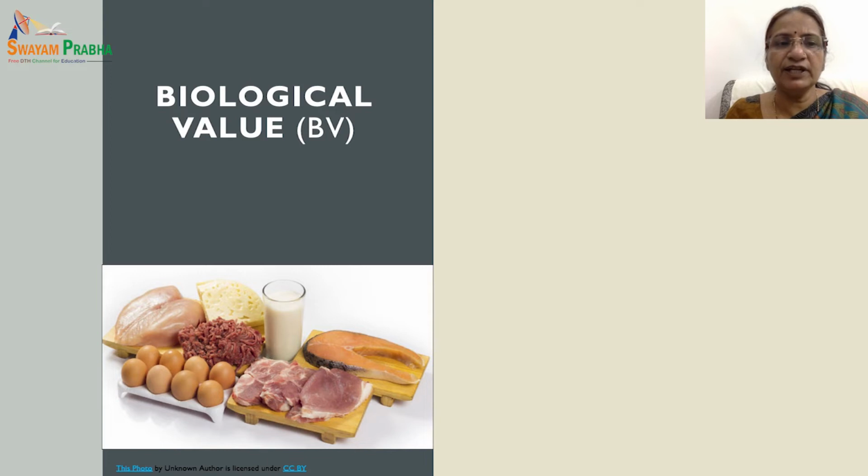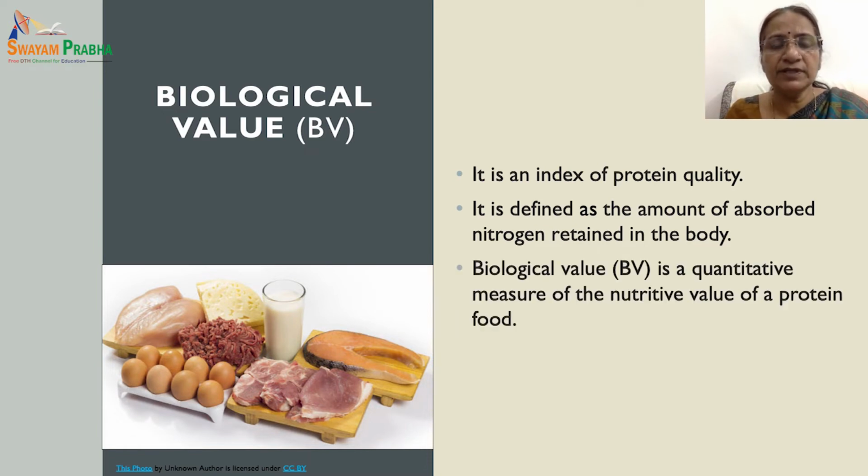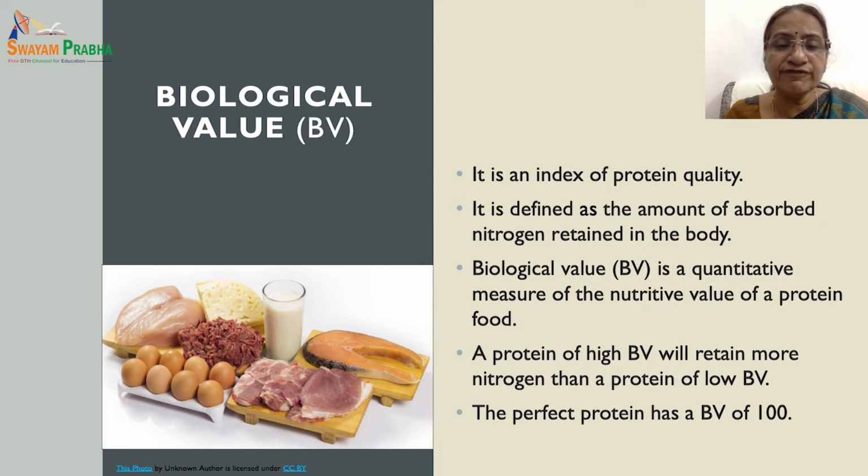Now, biological value. Biological value is an index of protein quality. It is defined as the amount of absorbed nitrogen retained in the body. Biological value is the quantitative measure of the nutritive value of a protein food. A protein of high biological value will retain more nitrogen than a protein of low biological value. The perfect protein has a biological value of 100.